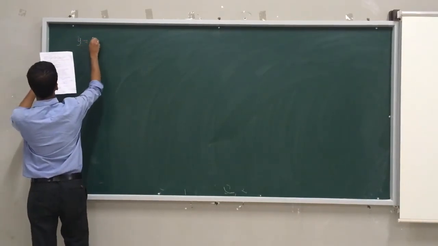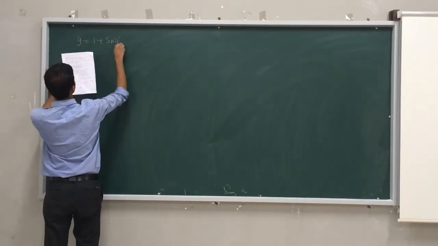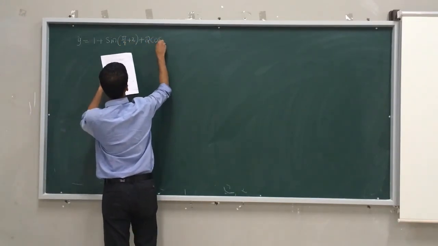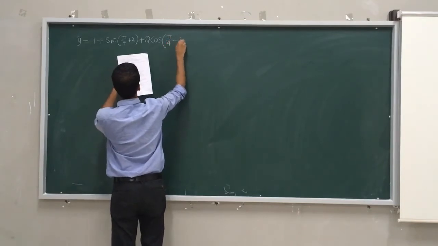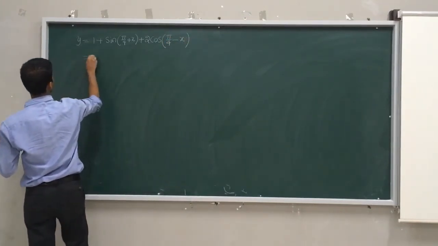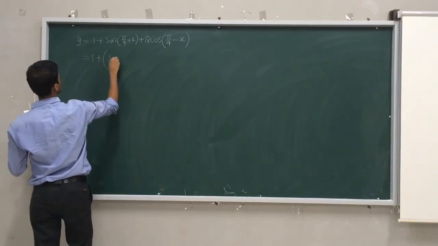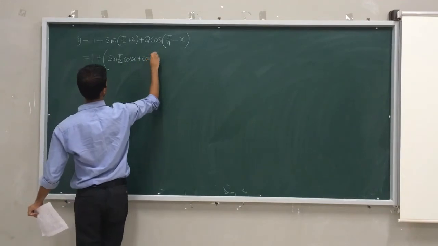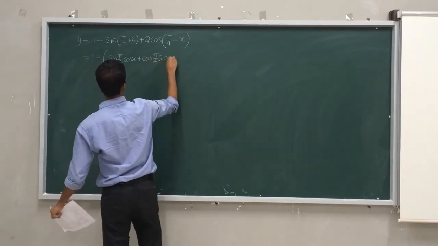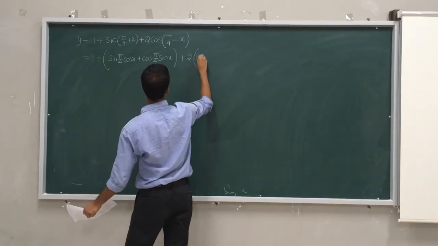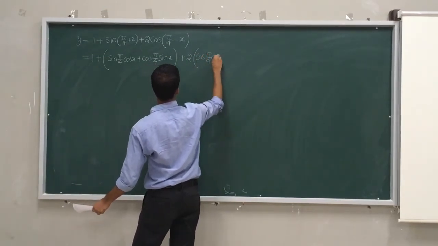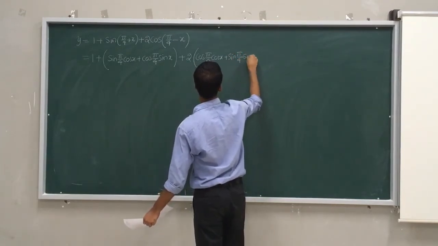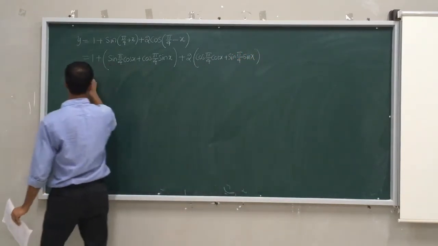I'll call this y: 1 plus sin(π/4 + x) plus 2 times cos(π/4 − x). So this becomes 1 plus sin(a + b), that is sin a cos b plus cos a sin b, plus 2 times cos(a − b), which is cos a cos b plus sin a sin b. Okay, let me work out with this idea.